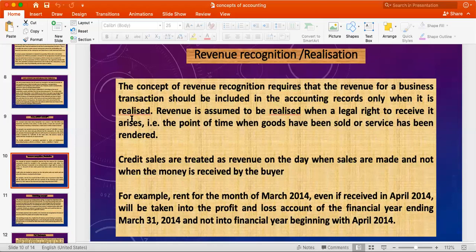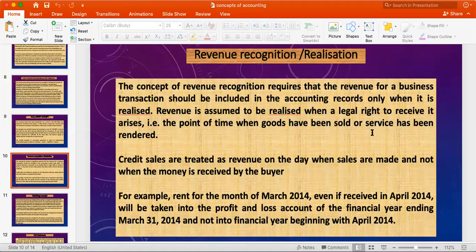It is not that after the financial statements are made and later on we will discuss, or on the day whatever the cash has been received on that day you will show. That is the wrong method. So it requires that the revenue for the business transaction should be included in the accounting records only when it is realized. Revenue is assumed to be realized. Now what is realized? So revenue is assumed to be realized when a legal right to receive it arises. That is the point of time when goods have been sold or services have been rendered.